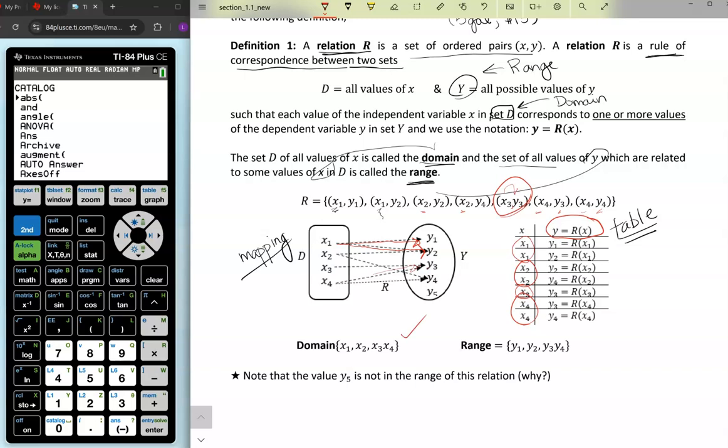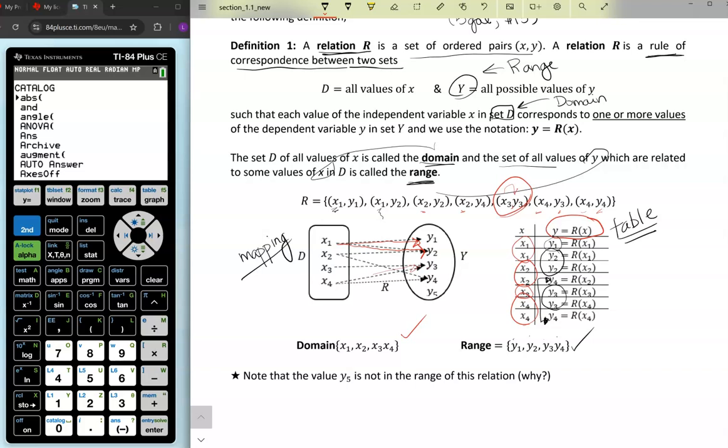Our range is comprised of y1, right there, and then y2, y3, and then y4, separated by the x's, but there they are. And if you notice, our range is y1, y2, y3, y4. So we have our range. And there's a little star here, and it says, note that the value of y5 is not in the range of this relation. And the question is, why?